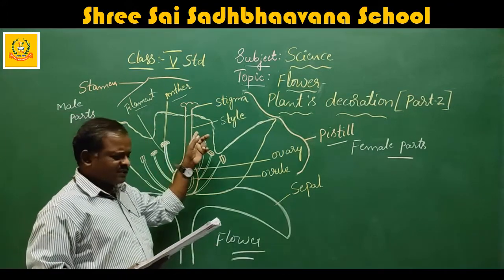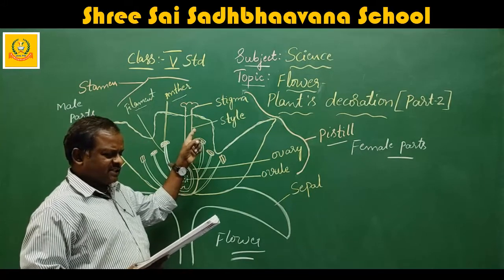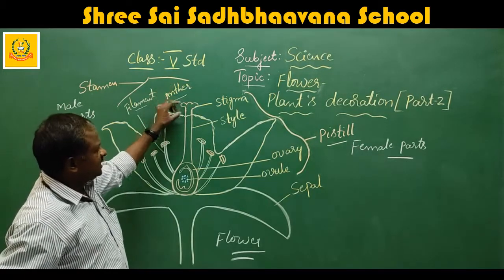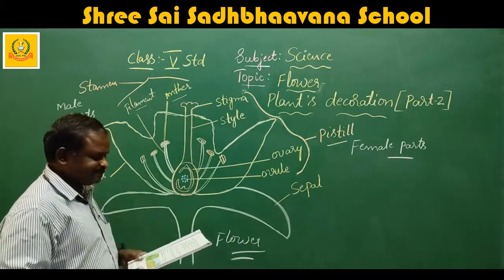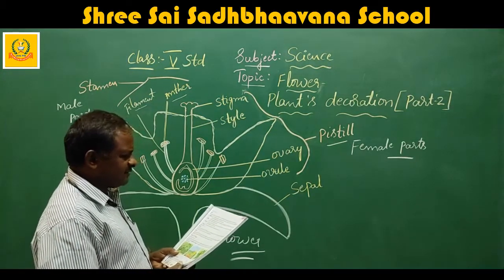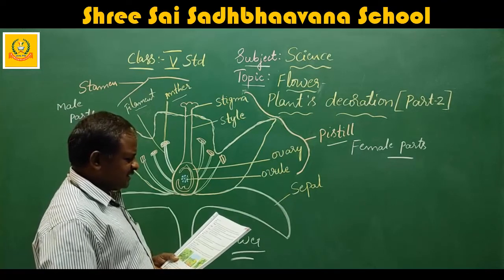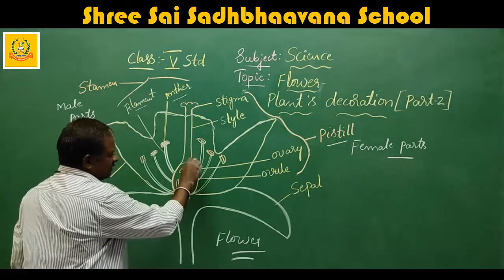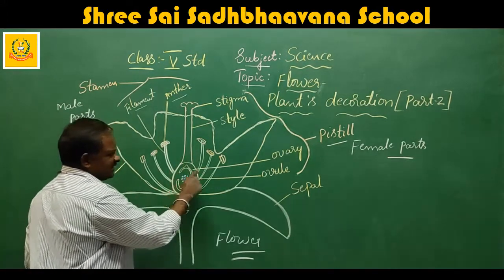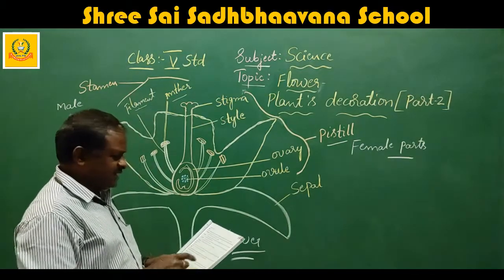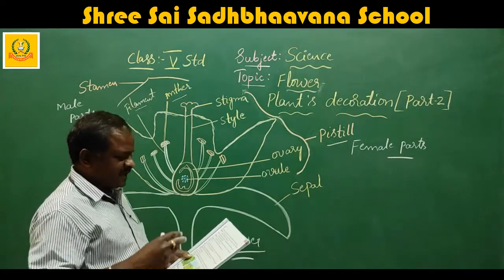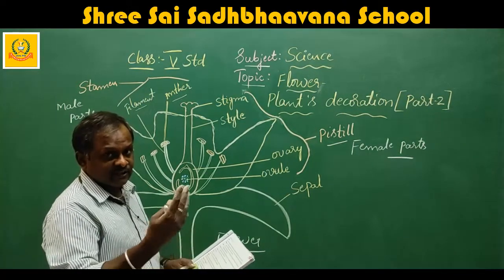Next, the style. It is a tube-like structure that holds up the stigma. Next, the ovary. It is usually situated at the bottom of the flower. This is the ovary. I hope you understand. It has seeds present inside it that turn into fruits.